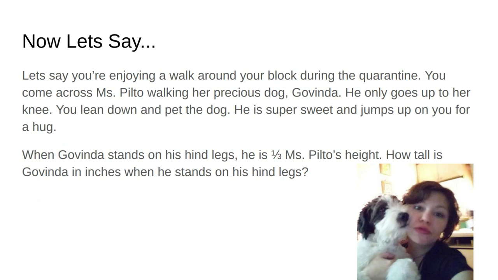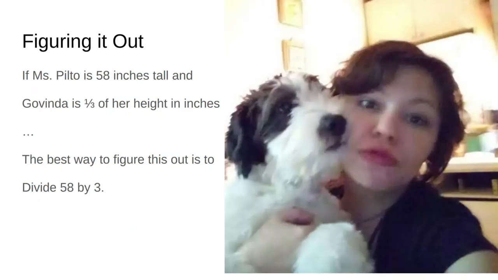When Govinda stands on his hind legs, he is 1/3 Miss Pilto's height. 1/3 of her total height, which is 58 inches total height. How tall is Govinda in inches when he stands on his hind legs? Let's figure it out. If Miss Pilto is 58 inches tall and Govinda's 1/3 of her height in inches, the best way to figure this out is to divide 58 by 3.